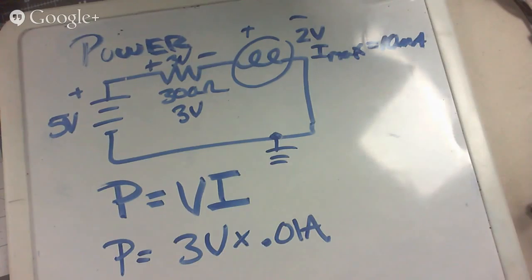We're going to drop 0.03 watts, which if I then do the conversion back is actually going to be 30 milliwatts.